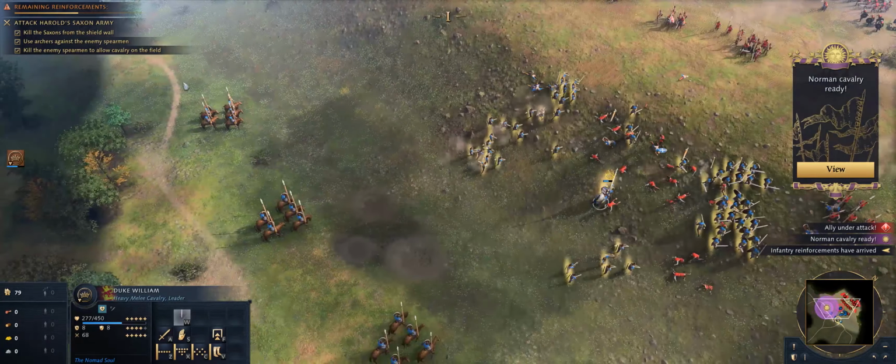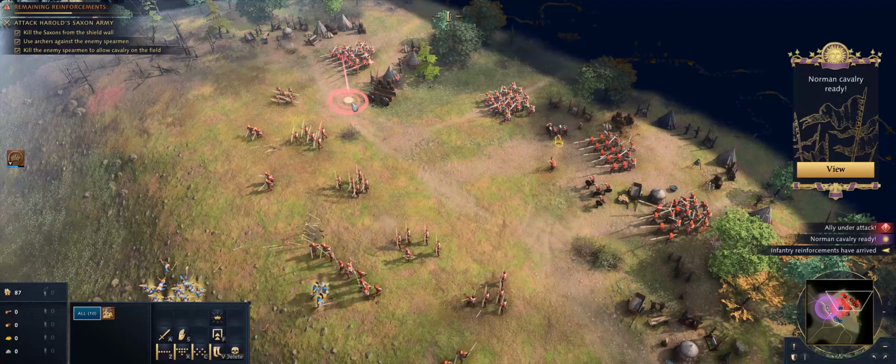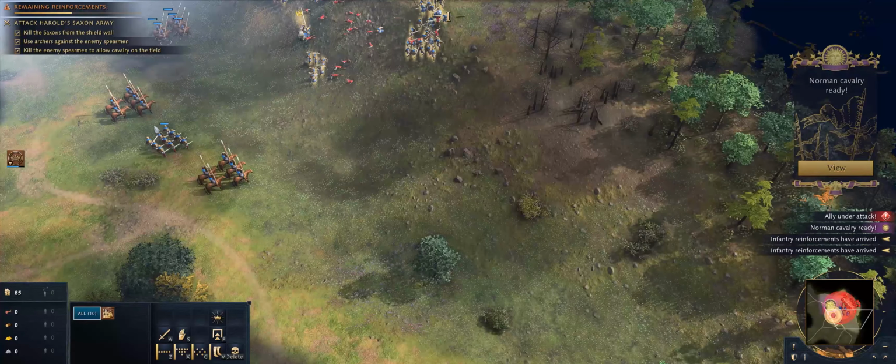With the threat of spearmen there cleared from go. The field, William's cavalry was free to charge at the Anglo-Saxon there, archers.